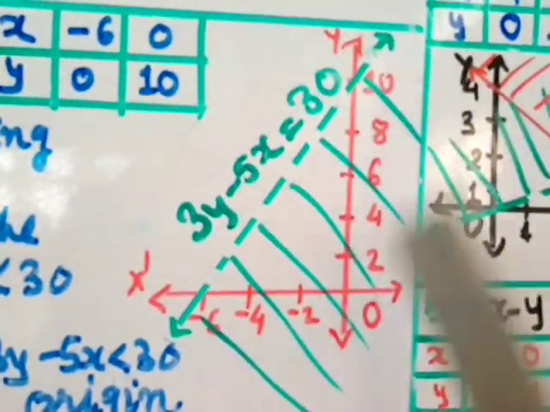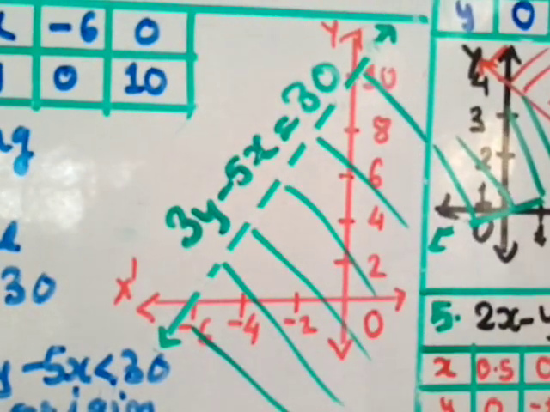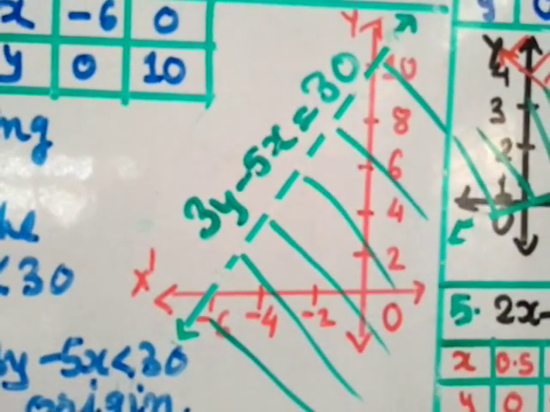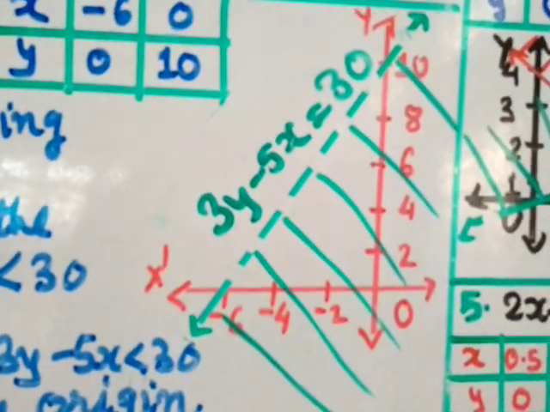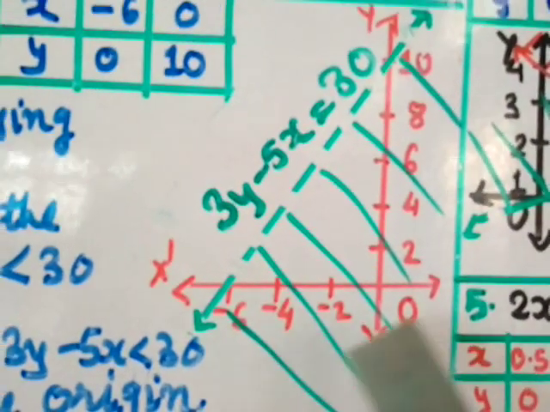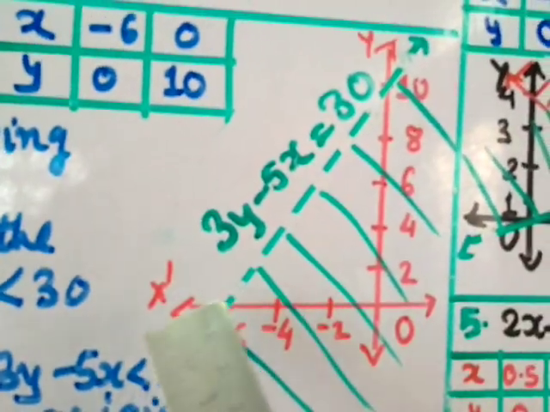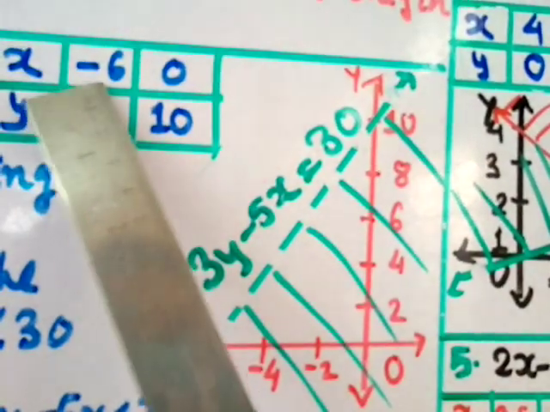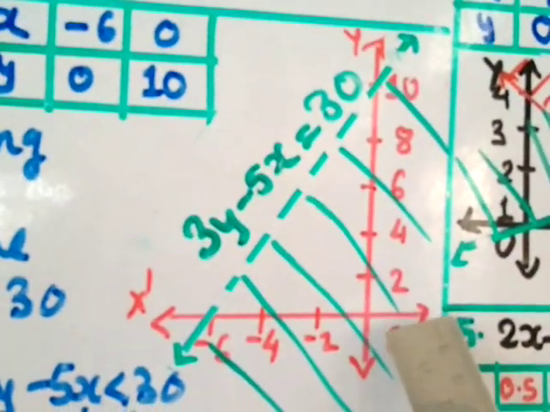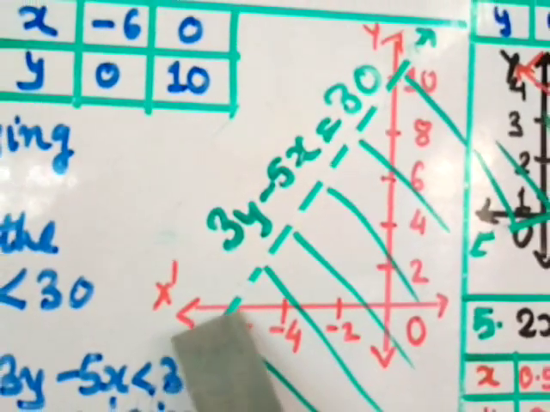I have taken the scale measure as 2 units equal to 1 centimeter for both axes. You can take 1 centimeter equal to 1 unit. So here 2, 4, 6, 8, 10, minus 2, minus 4, minus 6. Now let us plot the points. So x equal to minus 6, y equal to 0, that is this point.